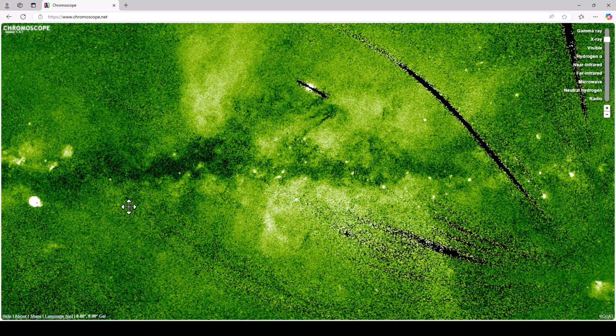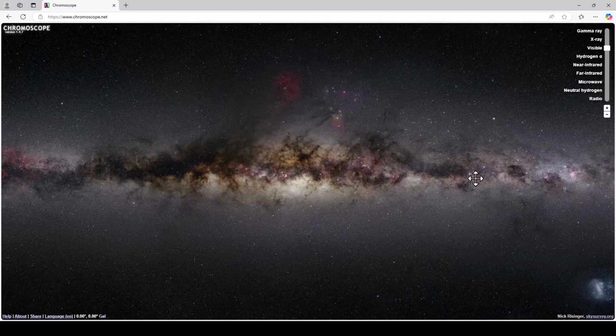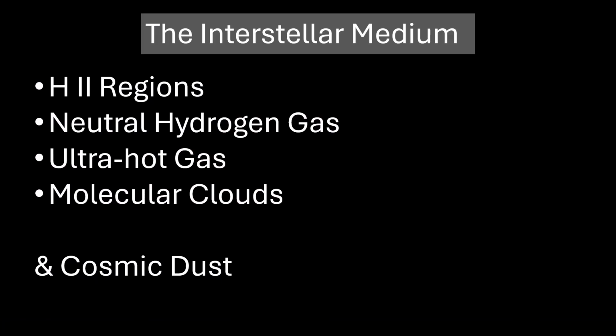But in X-ray, we can certainly see that there are some really big, very bright areas here that have a lot of X-ray emission. Inevitably, these are almost all supernova remnants, as we'll see. And so these are all very intense regions of emission that we don't necessarily see in visible light. So let's get to it and look at the different components of the interstellar medium.